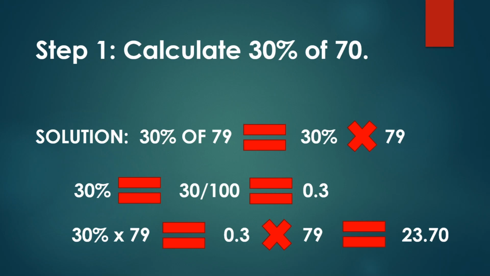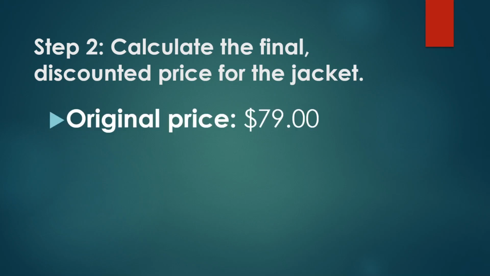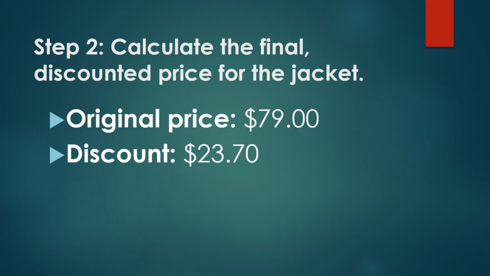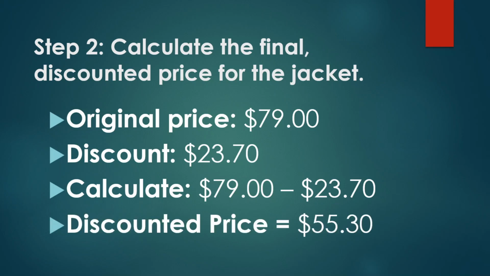Now, is that our final answer? No, because that's just the amount of the discount, which means the amount taken off of the original price. So now we have to do step 2, which is to calculate the final price of the discounted jacket. To do this, we'd take the original price of $79, then we'd subtract the discount of $23.70, which would get us to the final price of $55.30.